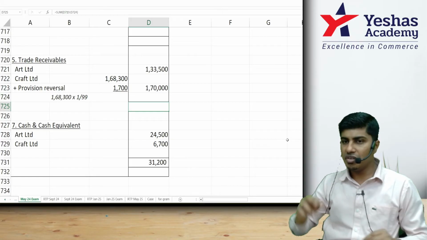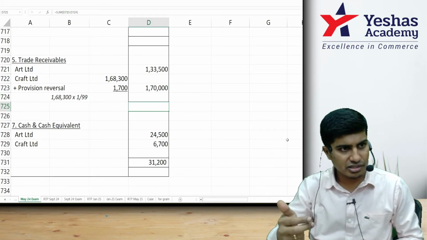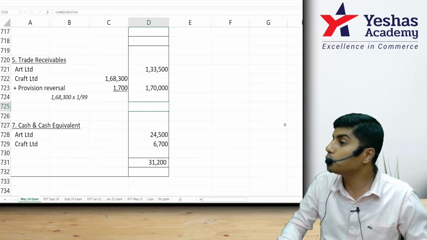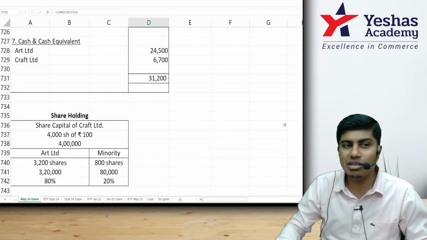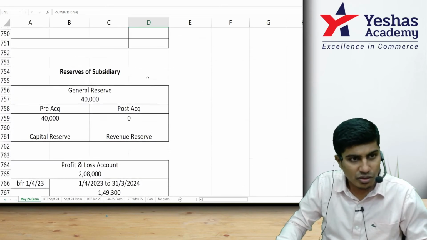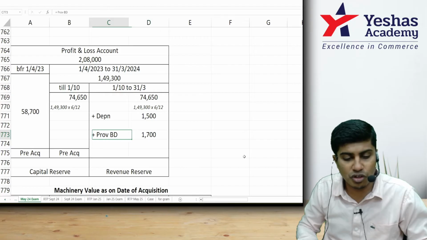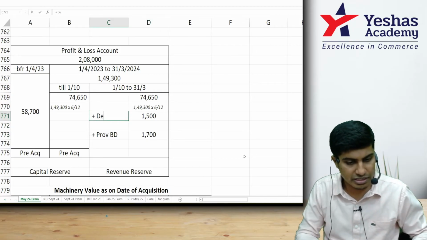1,70,000. When we created provision, profit would have decreased. Now we don't need provision. Profit will increase. Which profit? Post profit. Why? Because we are reversing it after consolidation. Are you getting it? Sorry, after acquisition we are reversing it. I will add back provision for bad debts 1700. Did you understand this?